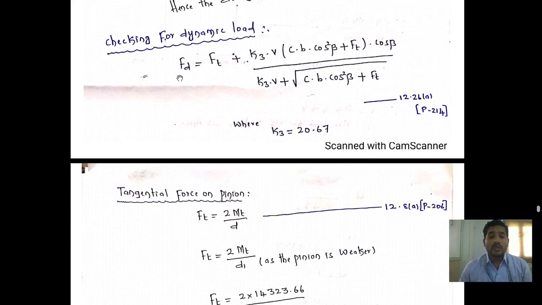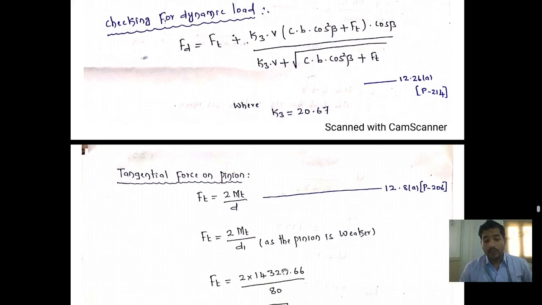Check for the dynamic load, we need to check it. So we have to use the formula for the dynamic load. Refer to page number 214 and equation 12.26, in which the K3 value we are taking here is 20.67. First of all, what I am doing here, we are finding the tangential force on a pinion. Clear? Tangential force, we have the formula Ft is equal to 2Mt by d.